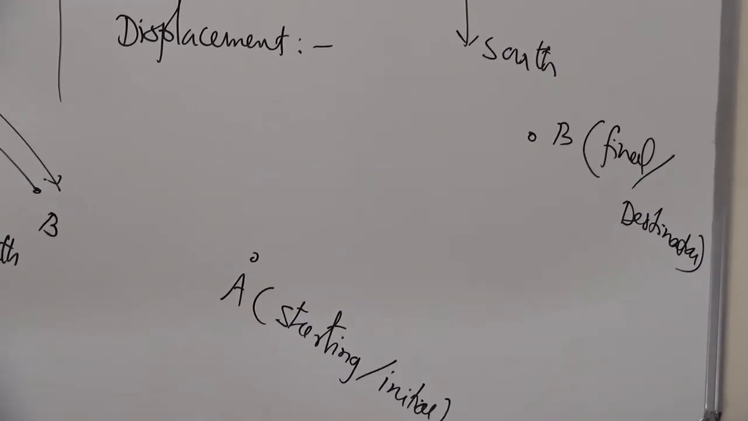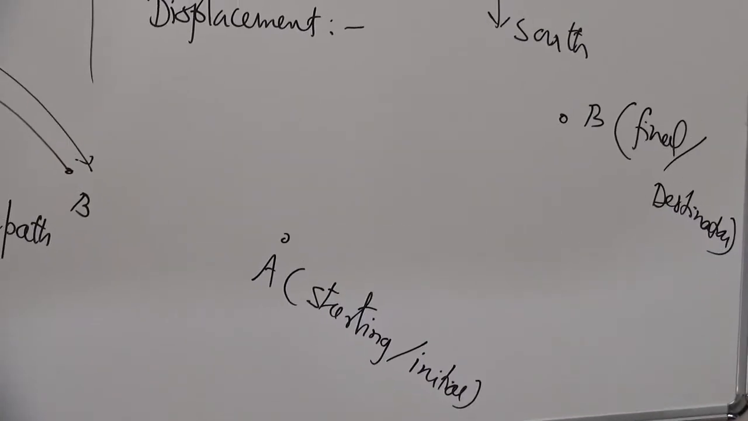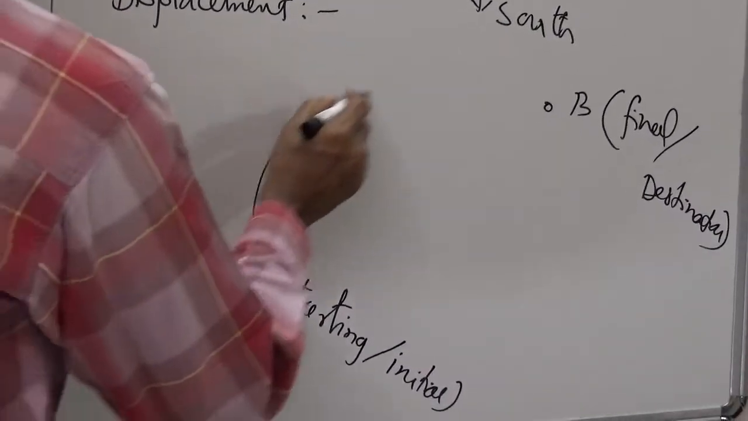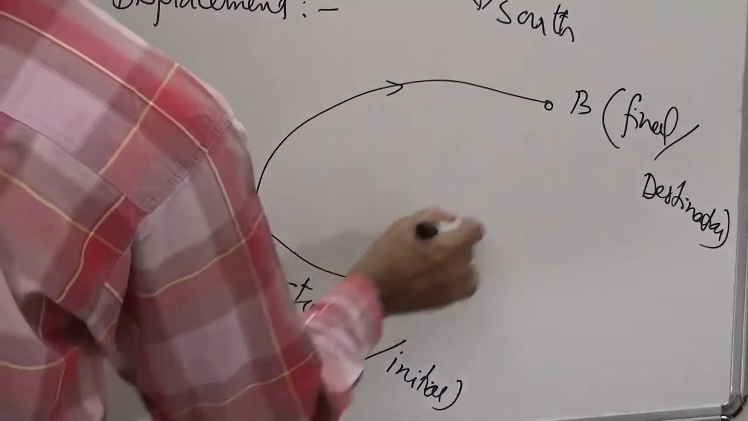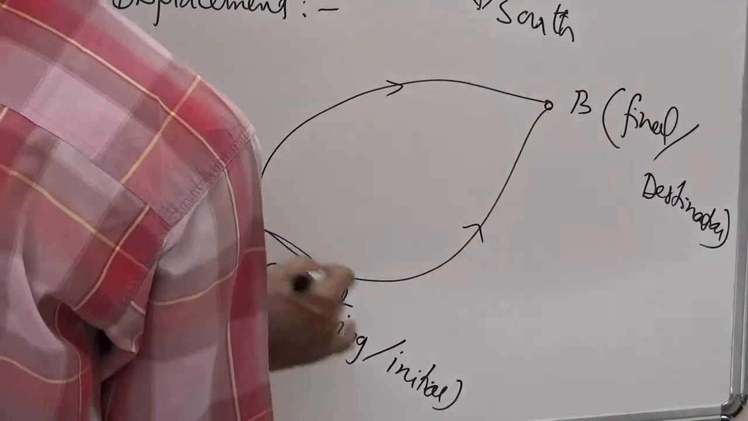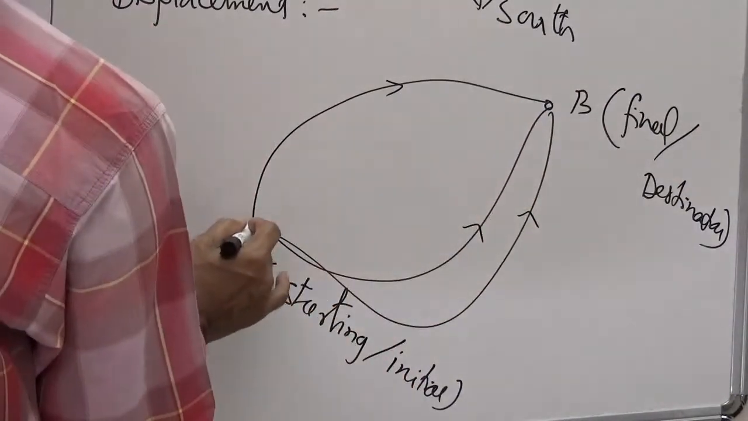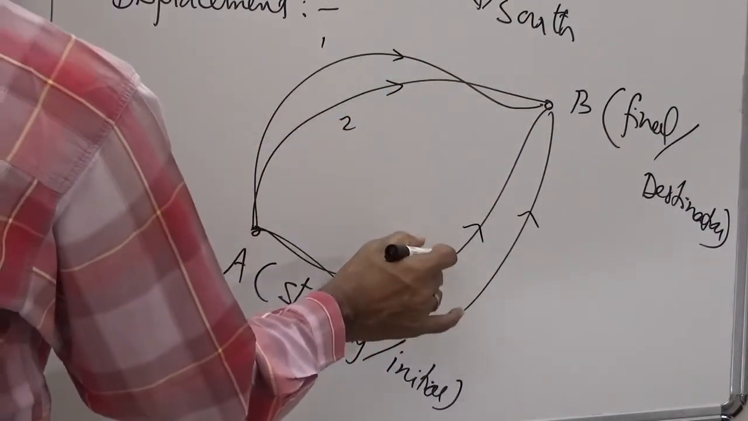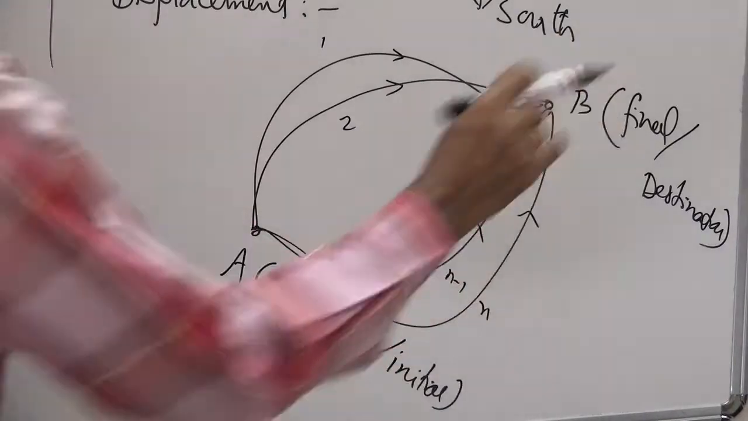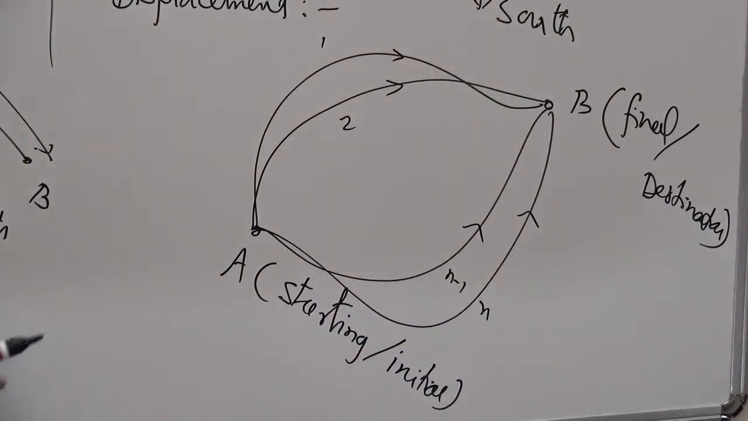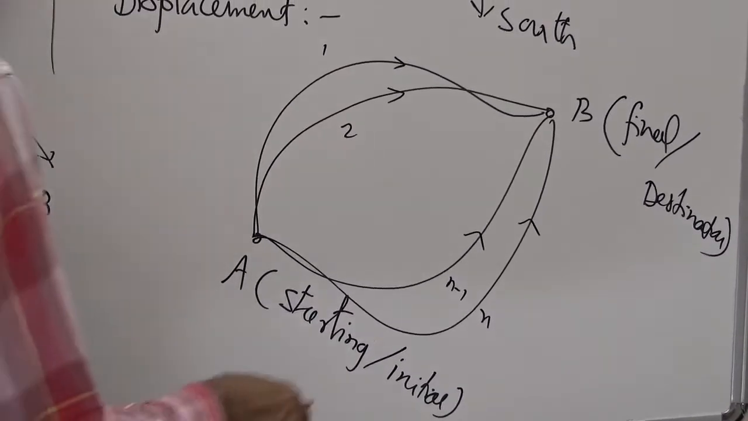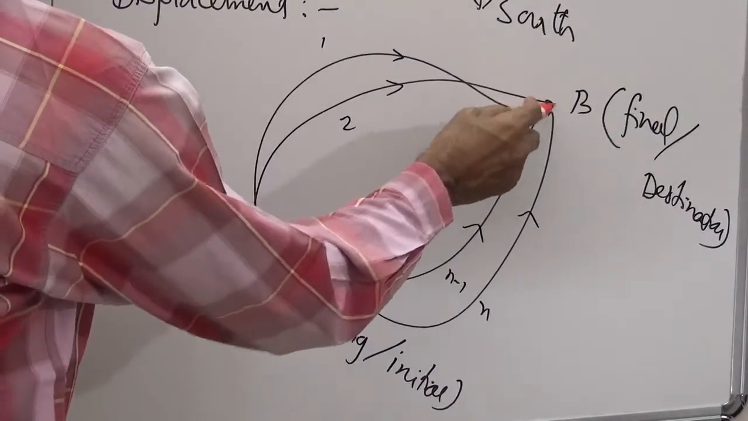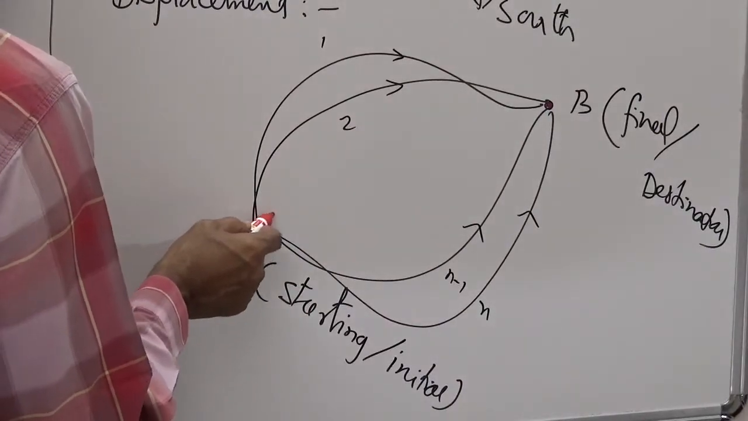In many paths you can move from A to B. Countless paths, innumerable paths, path 1 to n number of paths. However, your result is the same. What is the result? To get to the final point B from A.